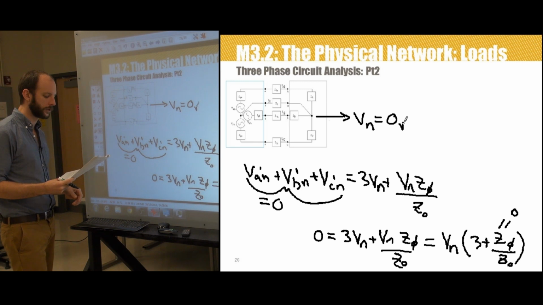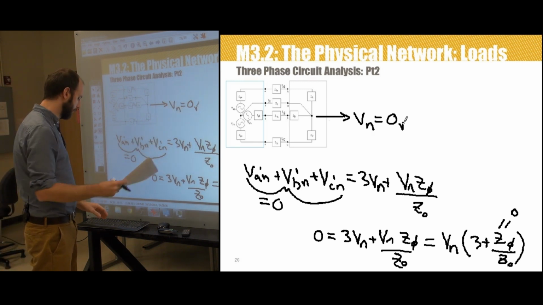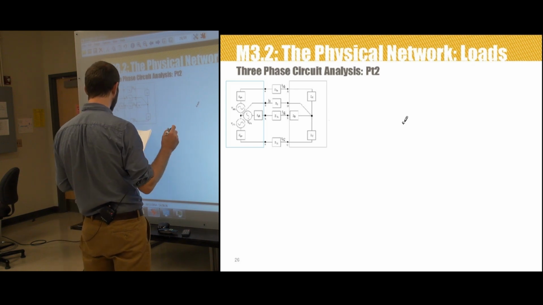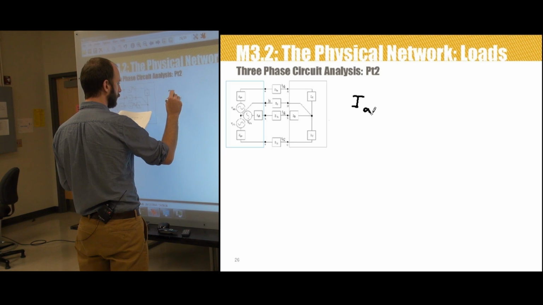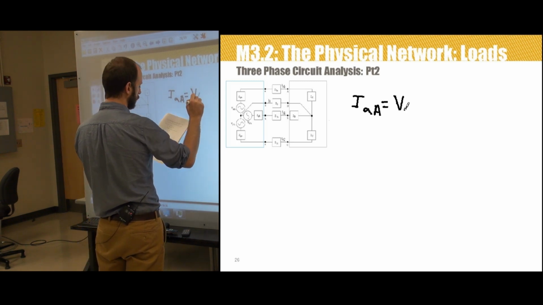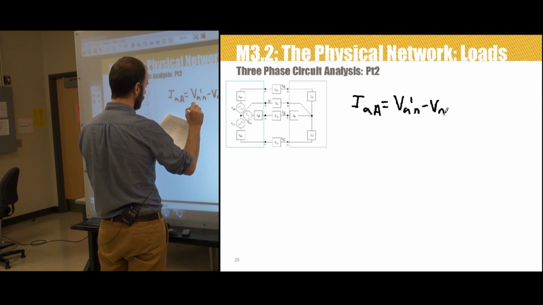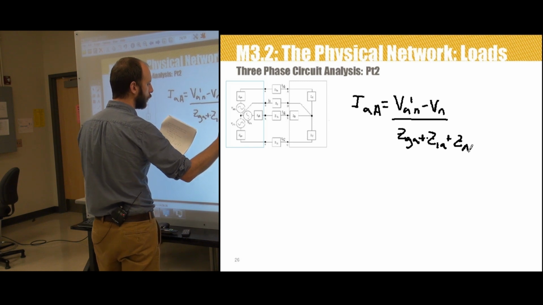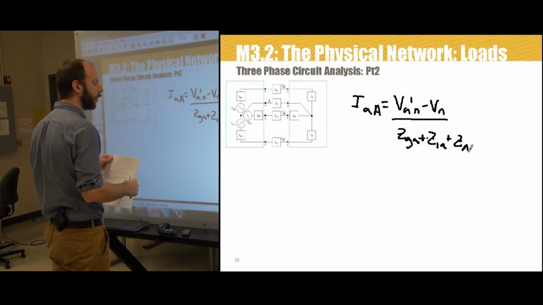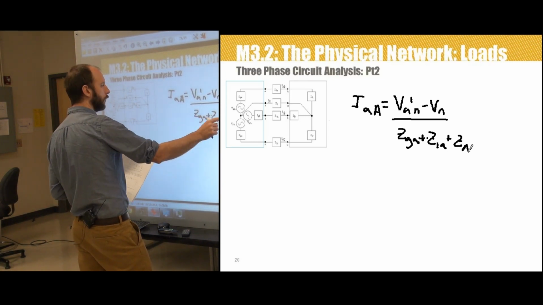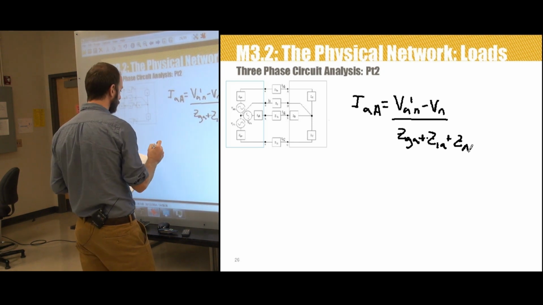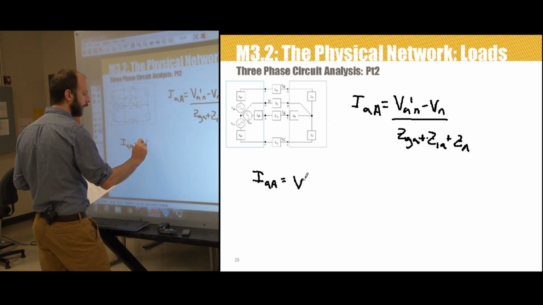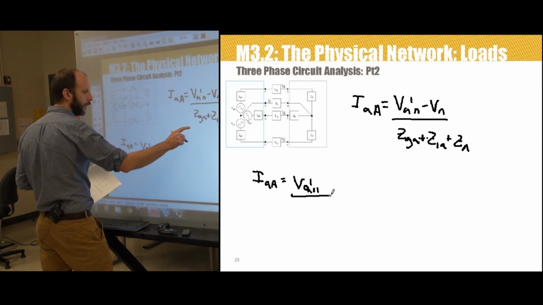So let's go back to our current equations and write them, because now we know that Vn is equal to 0. Previously, the three current equations that we had, I'll just write one, that's I_A is equal to V_A'N minus Vn over Z_GA plus Z_1A plus Z_A. So now we know Vn has to be 0. We said that these are all equal in each of the phases, and we replaced that with a term called Z phase. So that gives us I_AA is just equal to V_A'N minus 0, which is V_A'N, over Z phase.